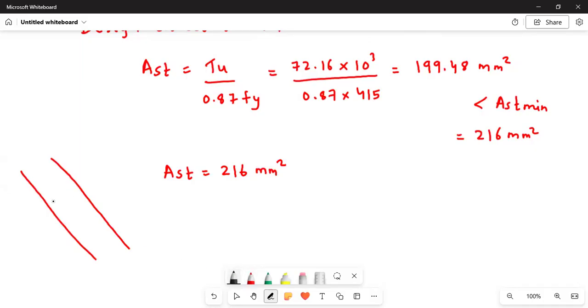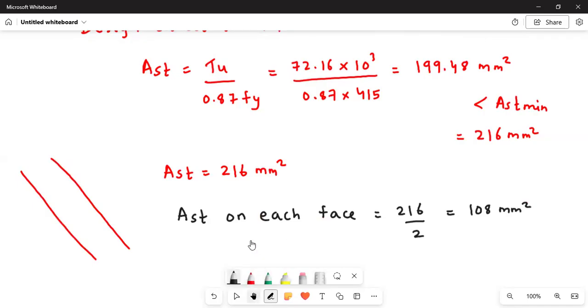On each face, reinforcement has to be provided. So AST on each face is equal to 216 divided by 2, which is equal to 108 mm square. So this is what you are getting.